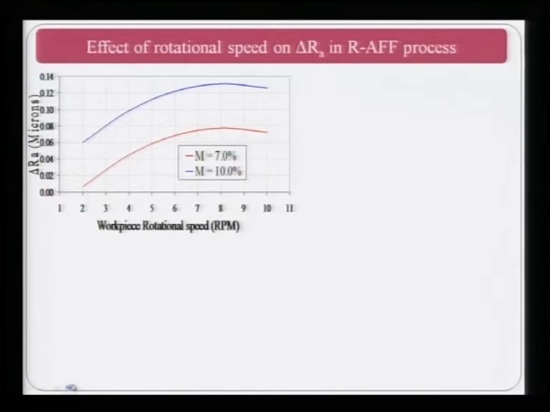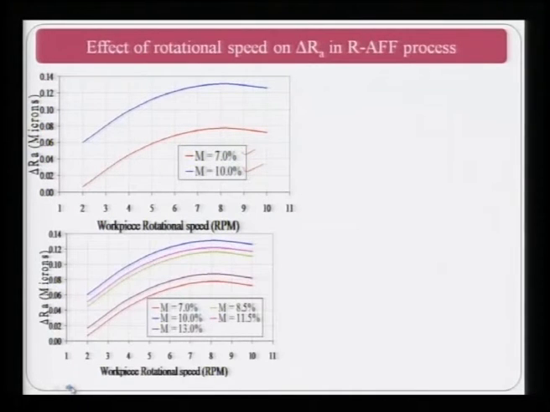You can see here the abscissa tells workpiece rotational speed in RPM, and on the ordinate you have delta Ra, that is the change in value in micrometer. In two cases, 7% plasticizer and 10% plasticizer, in both cases initially as RPM is increasing, delta Ra is increasing. Beyond a certain value of RPM, it slightly starts decreasing or becomes more or less stable. So, there is an optimum RPM of the workpiece at which you get maximum delta Ra value.